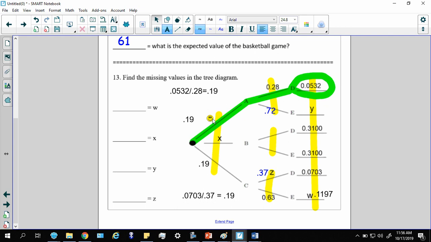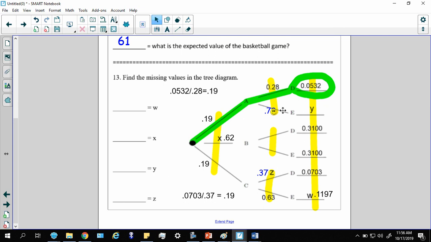Let me move Mr. Smiley down to the x. There we go. Now remember that this x, 0.19, x, and 0.19 all equal 1 whole. So a simple subtraction problem from 1 will give it to me, and so that's going to be 0.62. All right, what else do I need? Oh, got to solve for y.